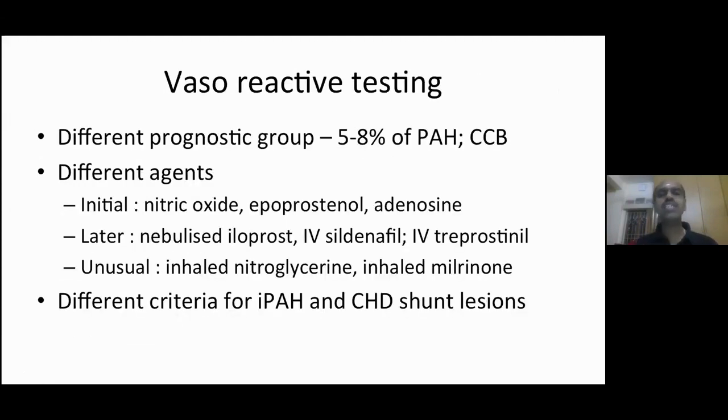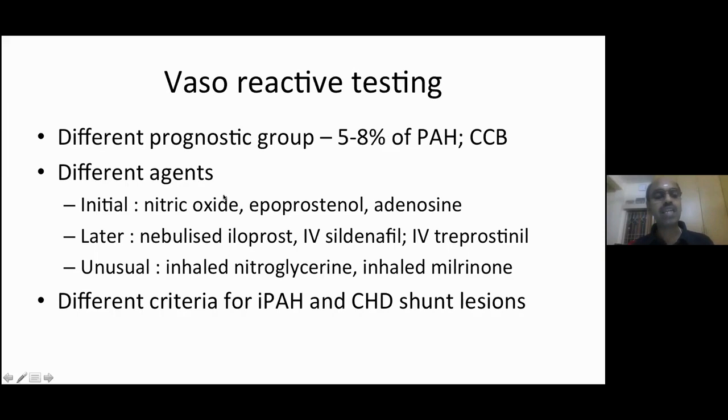The next reason why we will be doing a cardiac catheterization will be vasoreactive testing, and we all know that we will find a distinctly different prognostic group by doing this vasoreactive testing, wherein 5 to 8% of patients with idiopathic PAH may be vasoreactive testing responders, and these patients respond to calcium channel blockers.